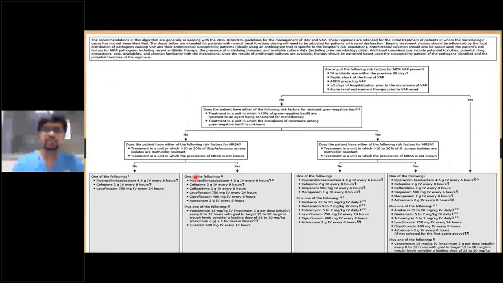This is a very, very busy slide. I'm just trying to highlight one aspect here. So I'll just read out the things.